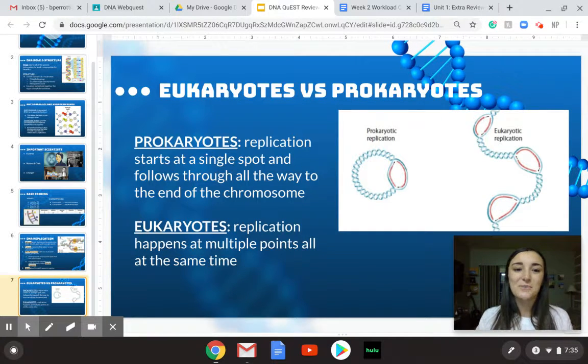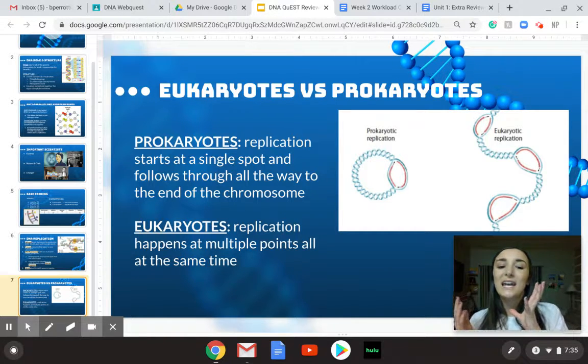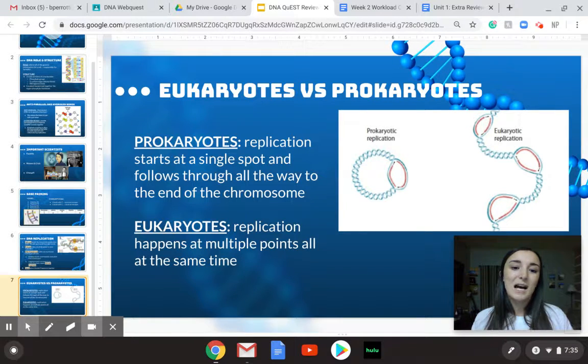All right, last question was about prokaryotic and eukaryotic DNA replication. So in a prokaryote, replication happens at one point and then goes around the entire chromosome. In a eukaryote, replication happens at multiple points all at the same time, and that's the main difference between the two of those. If you have any other questions, make sure you reach out to us.